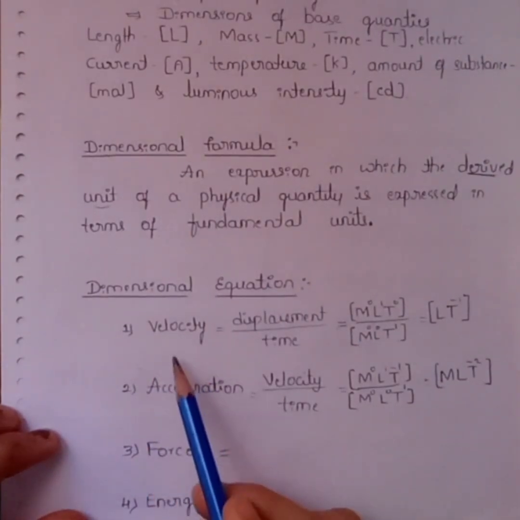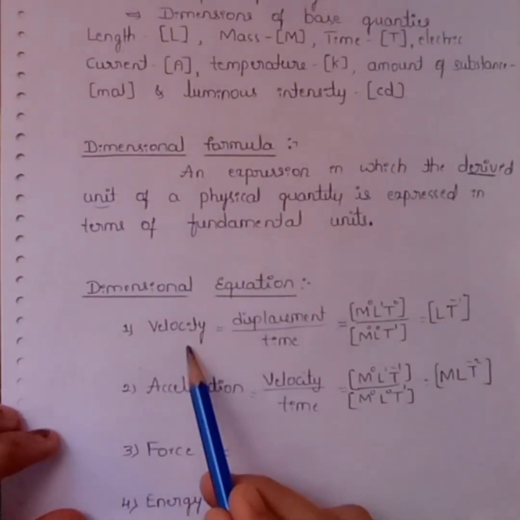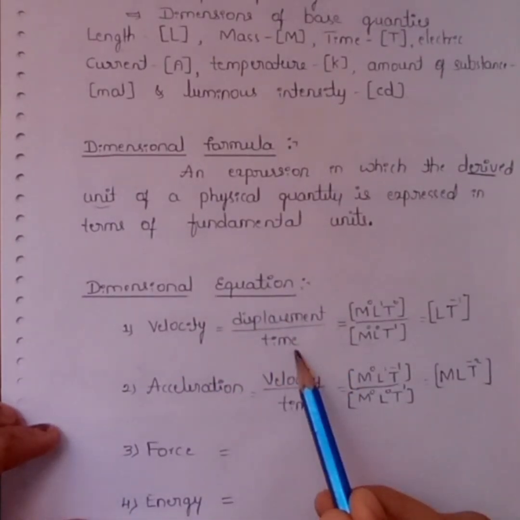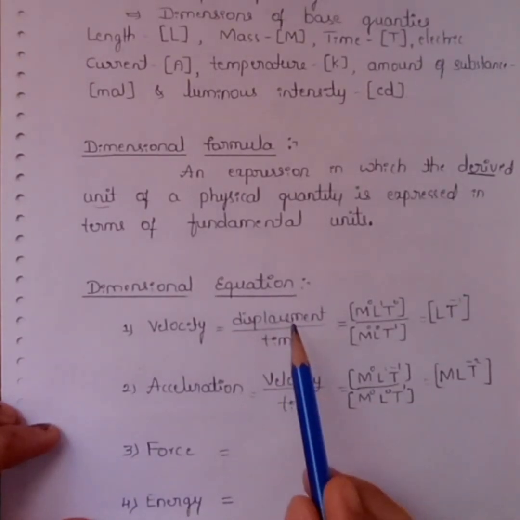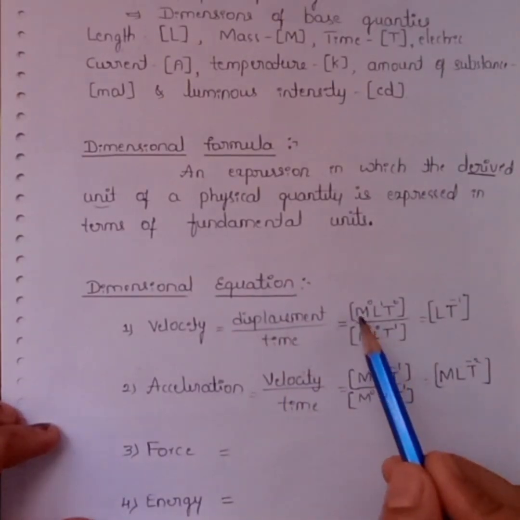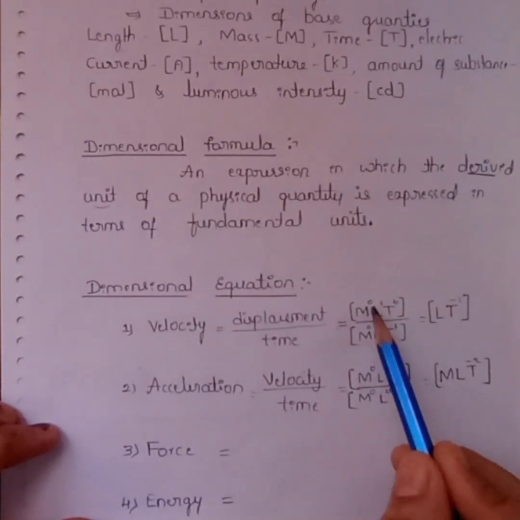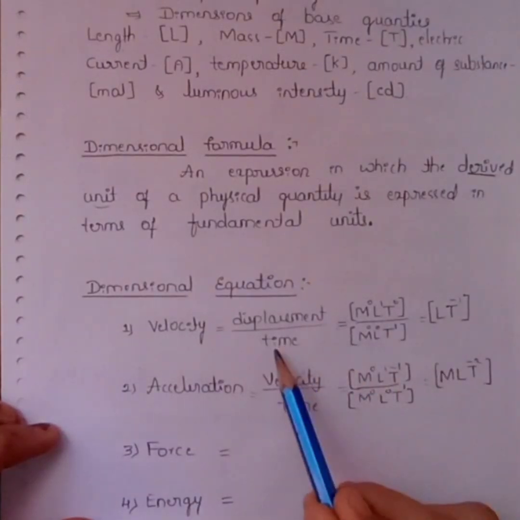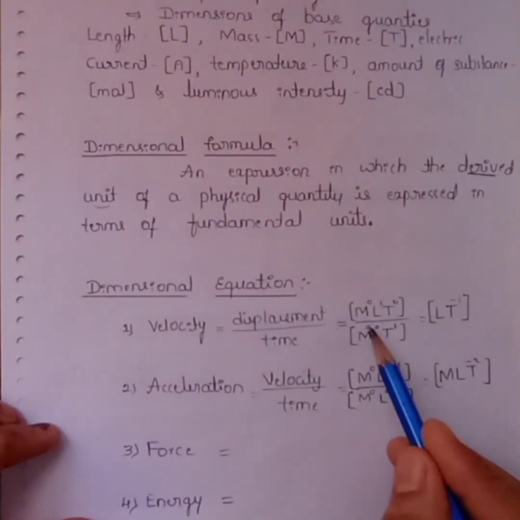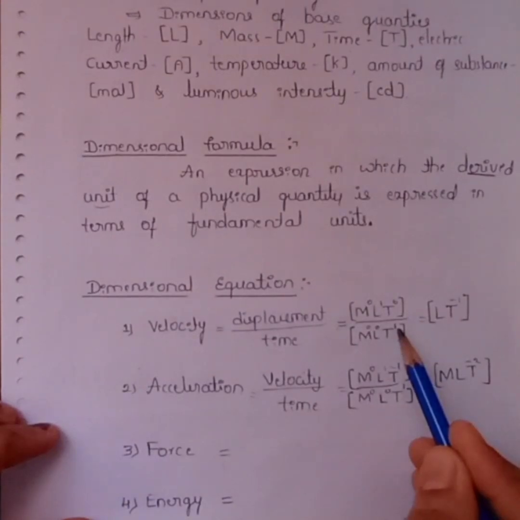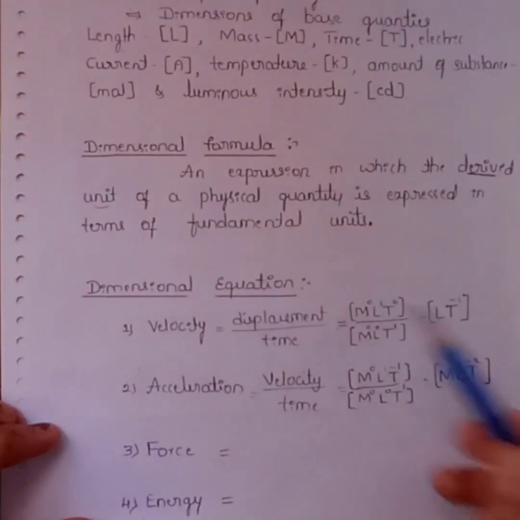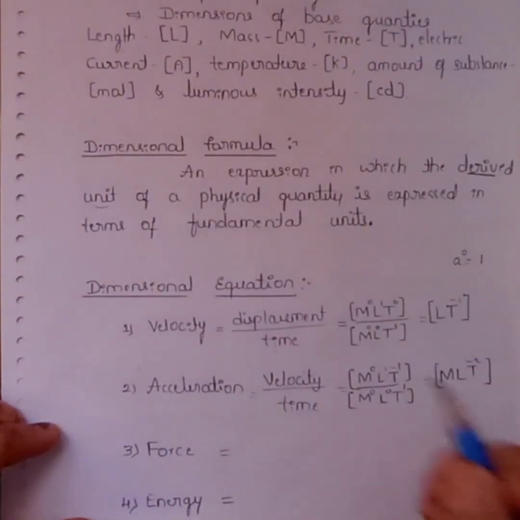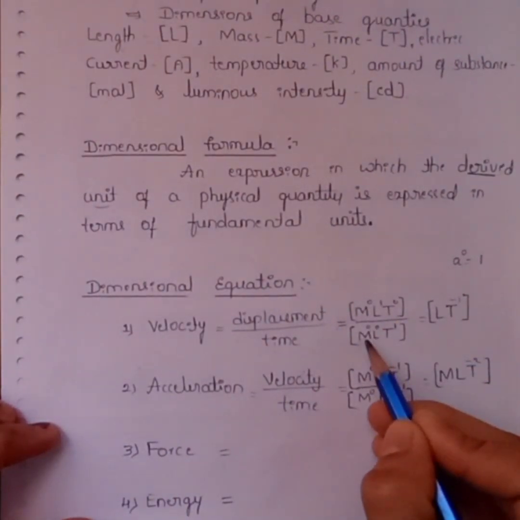First one it is velocity. How we have to write dimensional equation for velocity? We know velocity means displacement divided by time taken. Here displacement means there is a change in length. So length can be written as M0 L1 T0, and time can be written as M0 L0 T1. Here M0 means, we know a to the power of 0 is equal to 1. So M0 means 1.